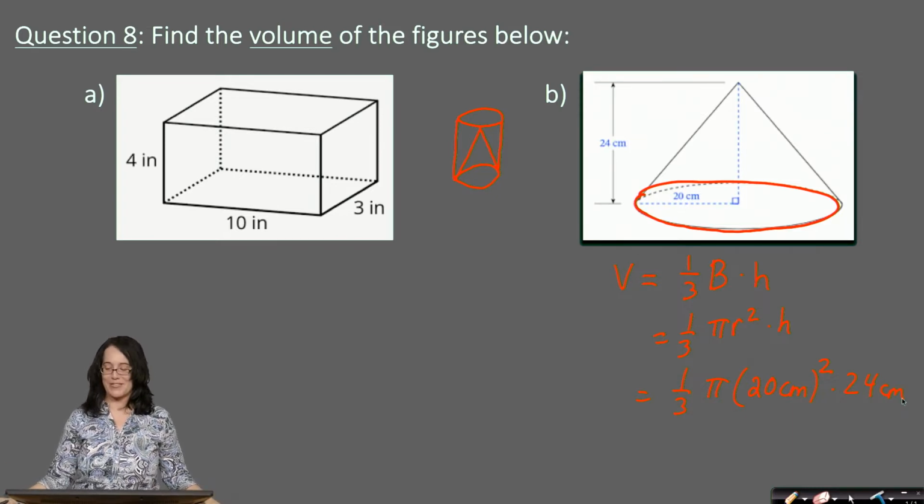So when we do that, we get 20 times 20, which is 400. 400 times 24, and when you do that and multiply by 1/3, the total you should be getting is 3,200 pi. So technically, the volume should be 3,200 pi, and this was in centimeters, so we'd say centimeters cubed or cubic centimeters.